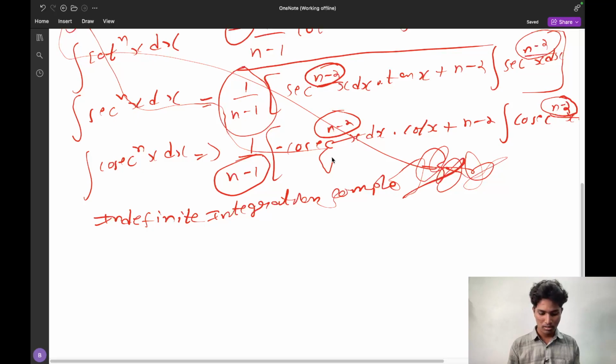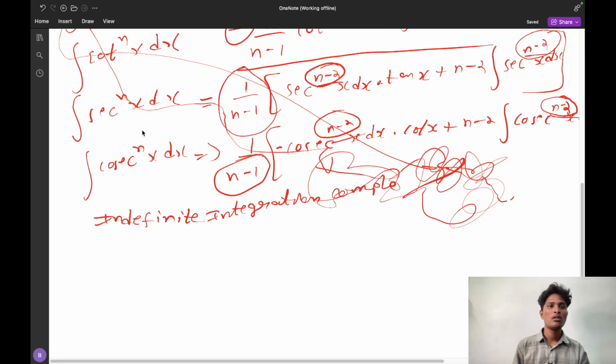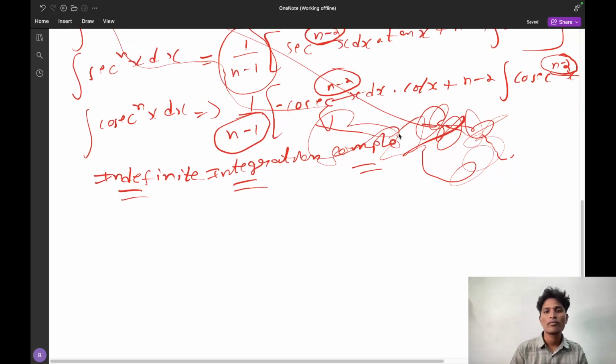The indefinite integration is completed. Now I will discuss the definite integration. I will discuss the indefinite integration problems at the last, after completing the definite, in the combined session. That is definite integration now.